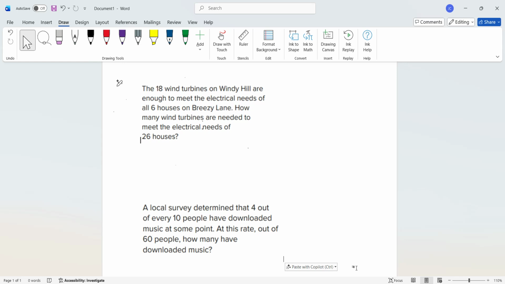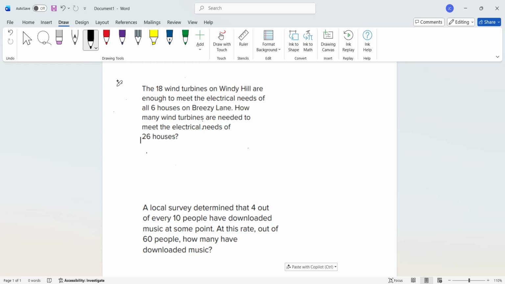Now, looking at the problem, it says the 18 wind turbines on Windy Hill are enough to make the electrical needs of all six houses on Breezy Lane. How many wind turbines are needed to meet the electrical needs of 26 houses? So, the first thing I need to do is to understand this is a proportion problem. So, what I need to do is go and write this as a proportion.